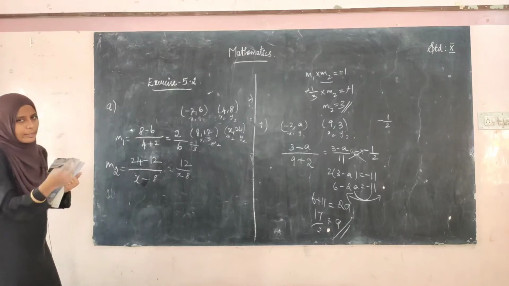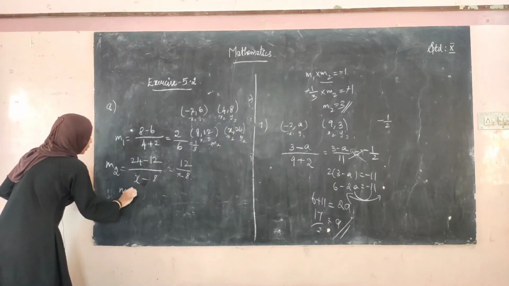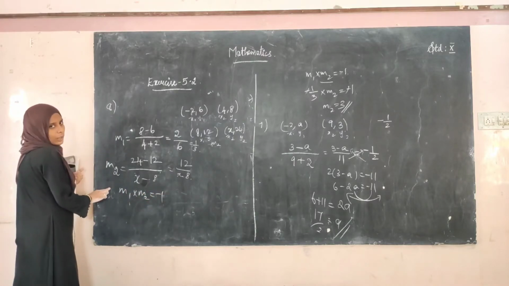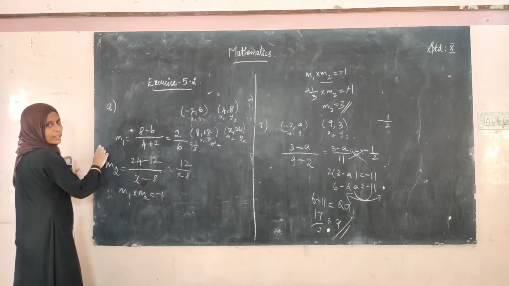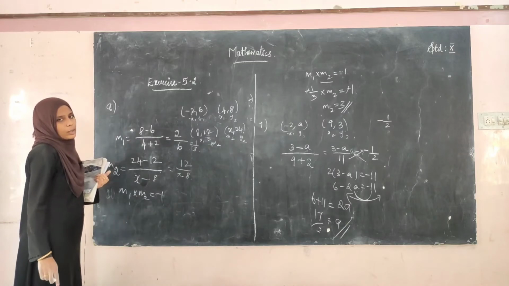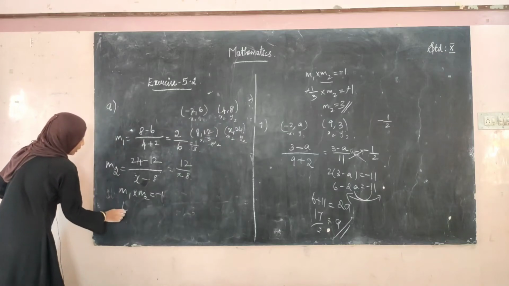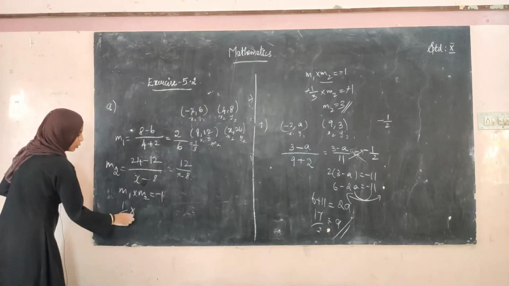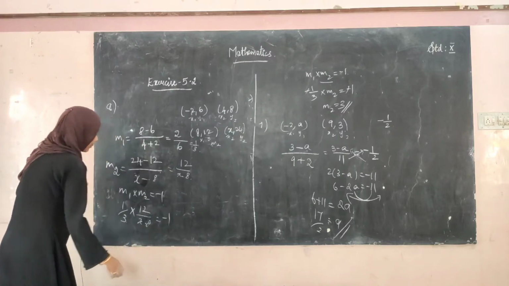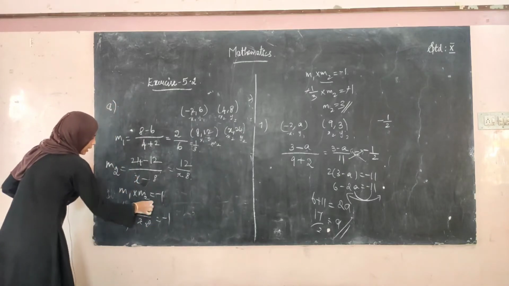Okay, since the two given lines are perpendicular, we can use the condition m1 into m2 equal to minus 1. See, you have to write the words. Since the two lines are perpendicular, it satisfies the condition m1 into m2 equal to minus 1. Okay, what is m1 here? It is 1 divided by 3 into what is m2? 12 divided by x minus 8 equal to minus 1. Okay, see here this can be cancelled, right? This is 1 and this is 4.